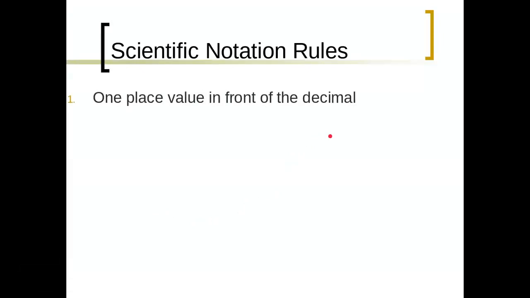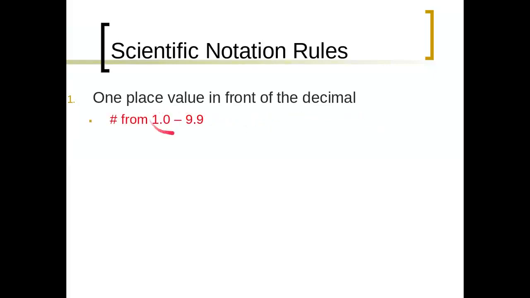All right, so when it comes to scientific notation, so taking a really big number and making it look more manageable, right? So one place value in front of the decimal, that's the first rule. When you're giving me something in scientific notation, there should always be a significant digit, and we'll talk about that, in front of the decimal. That means a 1 through a 9, right?